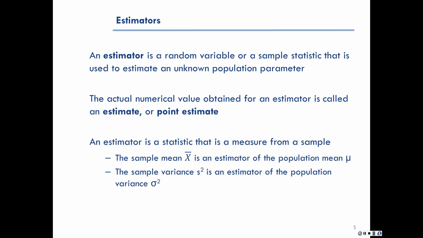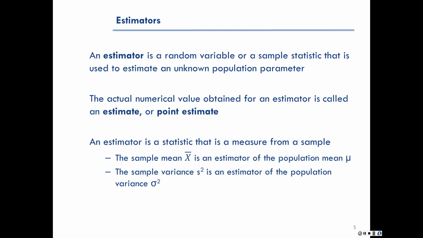So I want to start by defining some terms, and the first thing to start with is what's referred to as an estimator, and this is a random variable or a sample statistic that's used to estimate an unknown population parameter. And so the actual numerical value that's obtained for an estimator is usually called a point estimate. And again, an estimator is a statistic that's a measure from a sample.